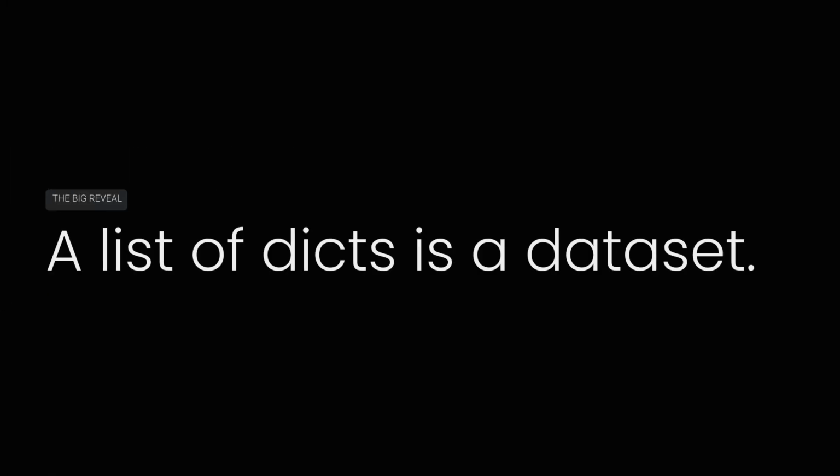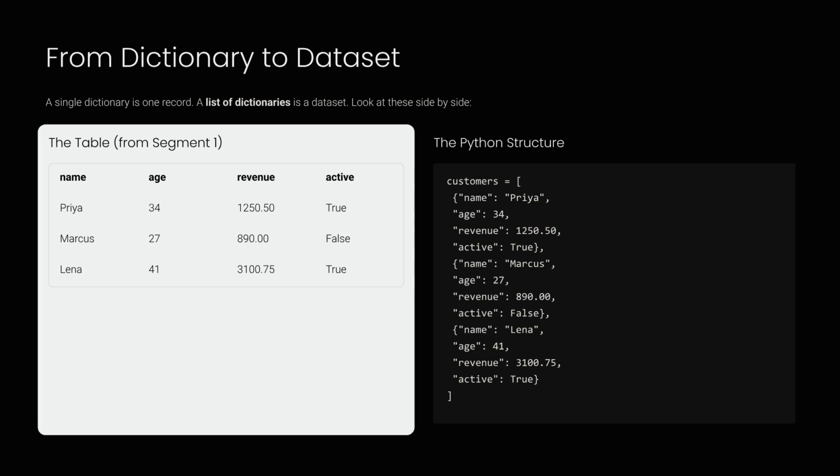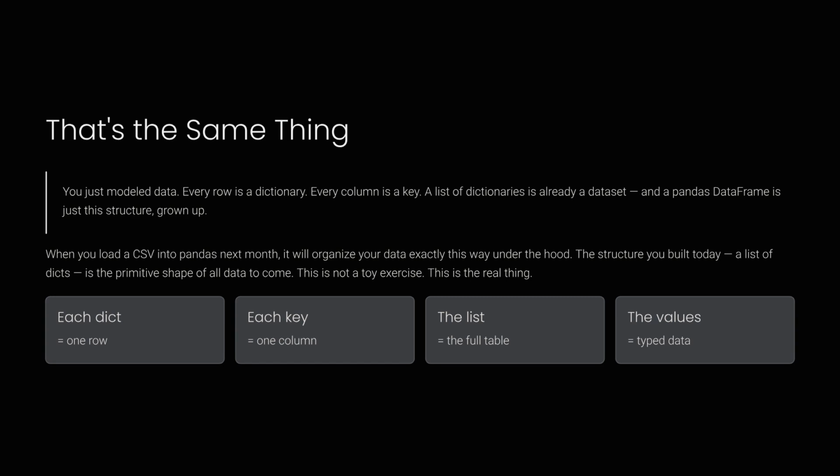Here is the big reveal for your data journey. A list of dictionaries is fundamentally a dataset. A single dictionary represents one record. When you group these dictionaries into a list, you have created a structure that mirrors a database table, with keys acting as column headers. This pattern is the foundation for tools like Pandas. By mastering lists and dictionaries, you are learning the underlying structure of all professional data science work.